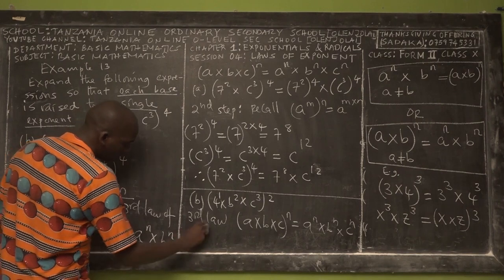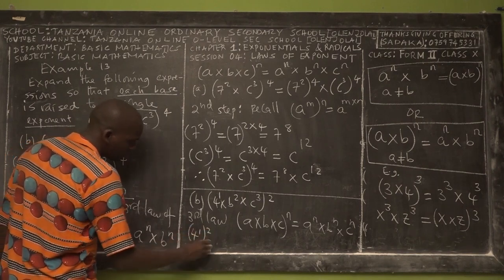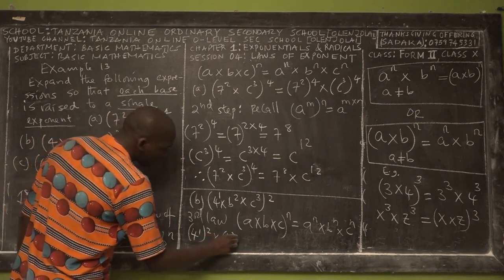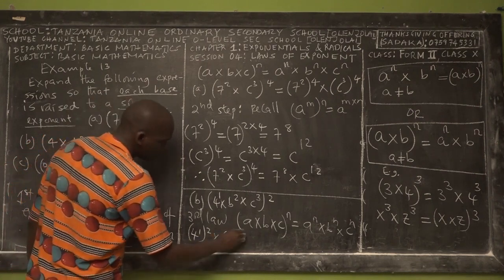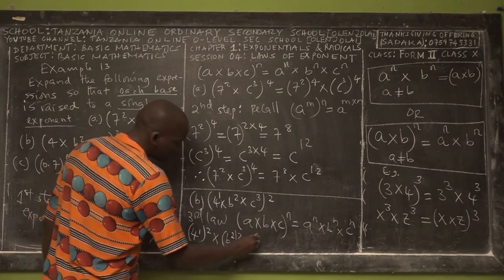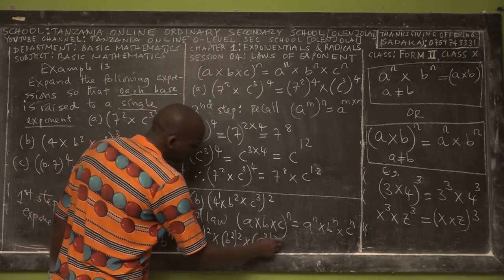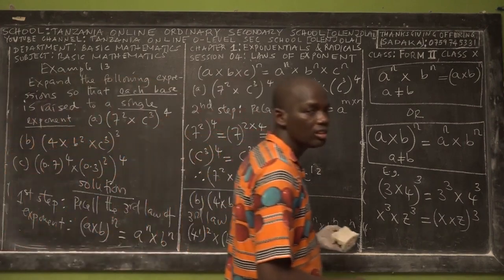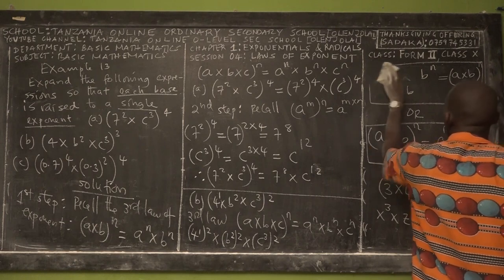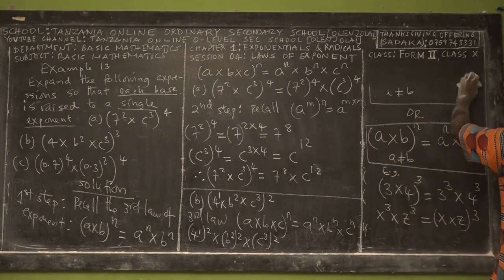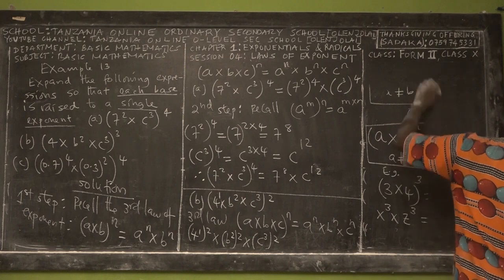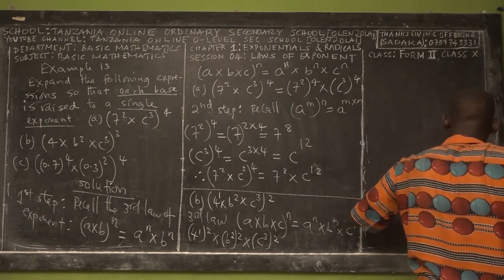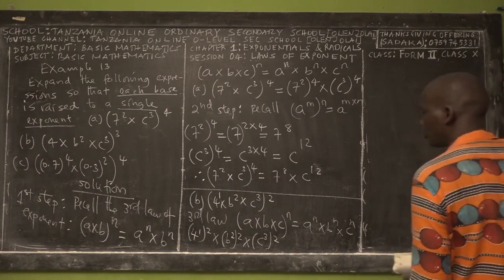4 power 1 times what? 2, right? Multiplied by what? B exponent 2 power what? 2 multiplied by what? C exponent 3 power what? 2. So there we need which law? To simplify it, which law do we need? Second law. Why do we need the second law? Because we have the same base, but we have to multiply the exponents, right?